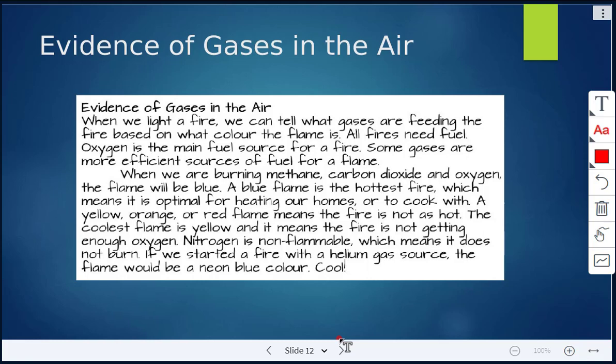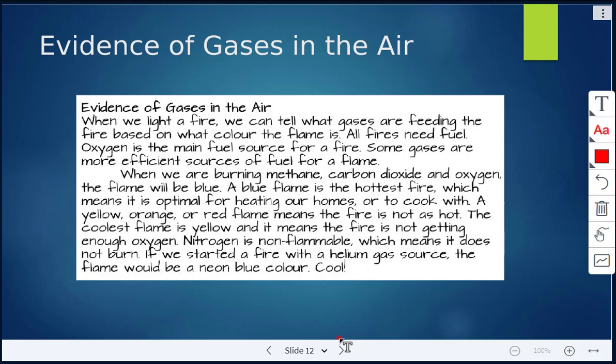All fires, they need fuel, and it's oxygen that is the main fuel source for a fire. And some gases are more efficient sources of fuel for a flame. So if we burn methane, carbon dioxide, and oxygen, the flame turns blue. A blue flame is the hottest fire, which means it's the best flame for heating homes or cooking with.